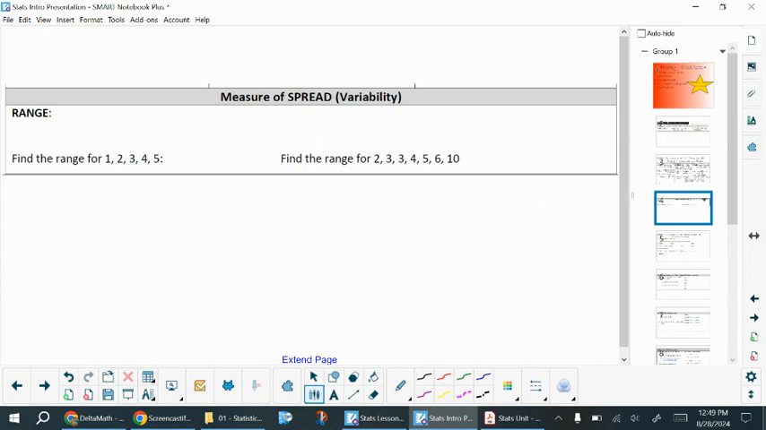There are other ones. The range is the distance, or we could call it the spread, from the highest to the lowest value.